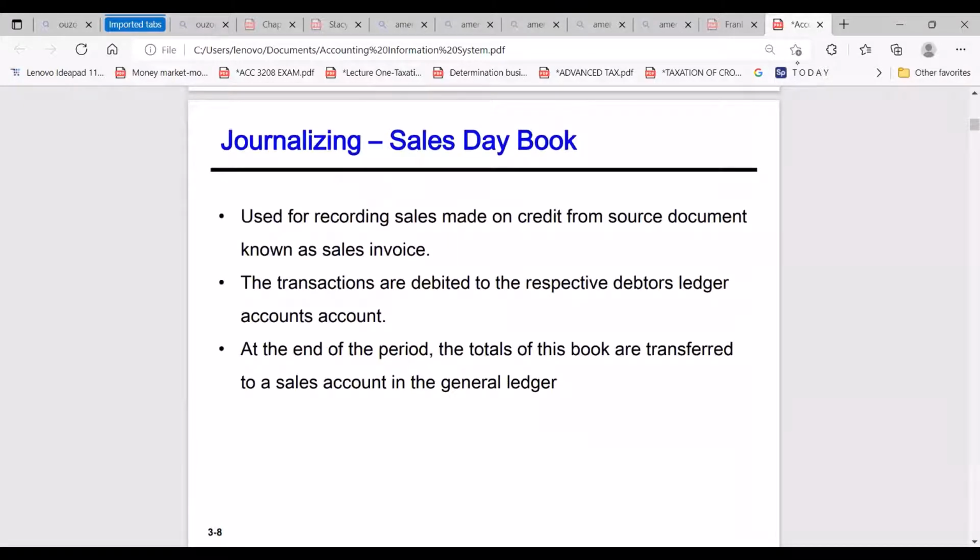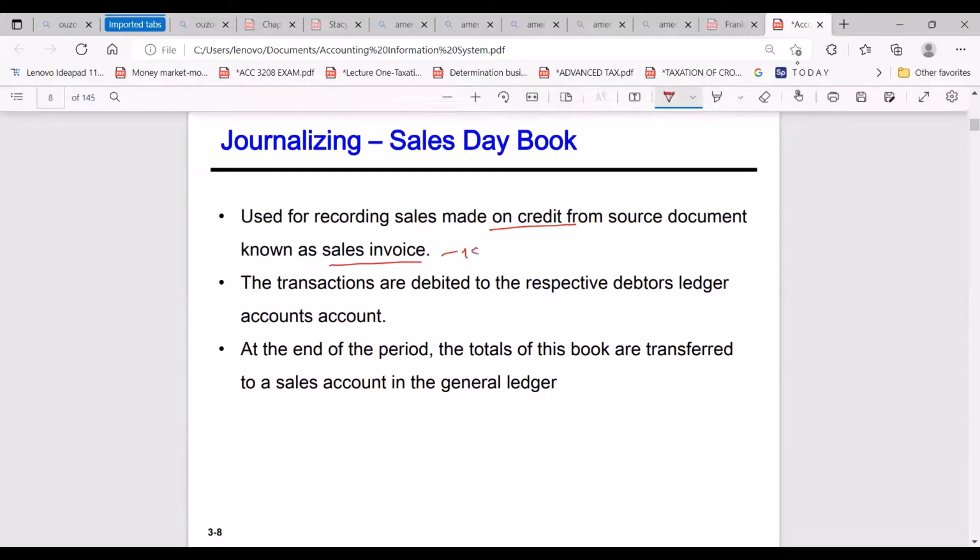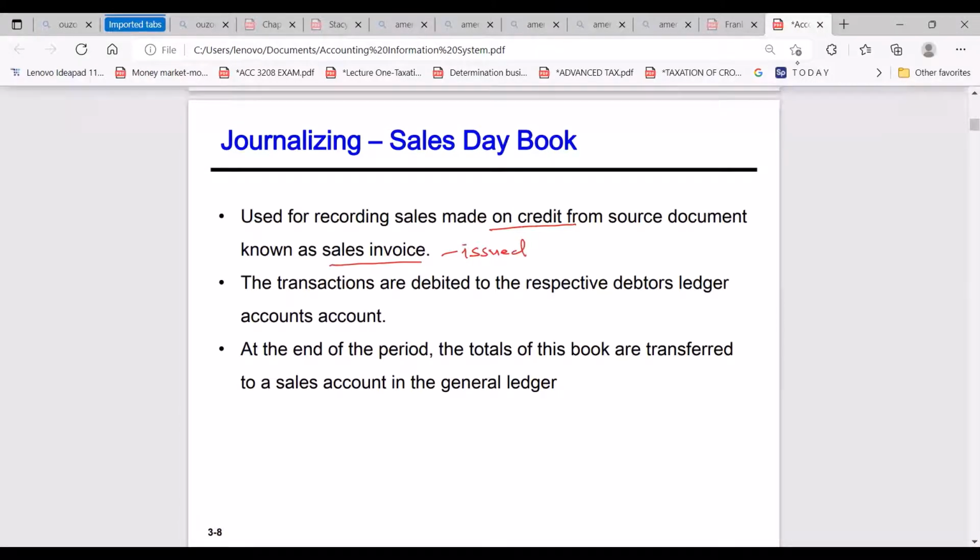Let us start with the first journal, which is known as the sales daybook. As I've explained above, the sales daybook is used to record sales made on credit from the source document, which is known as the sales invoice. When we make sales on credit, we issue an invoice to the buyer who has purchased on credit. Such sales invoices are used to record in the sales daybook or the sales journal.